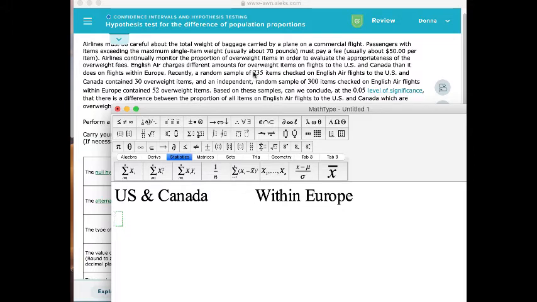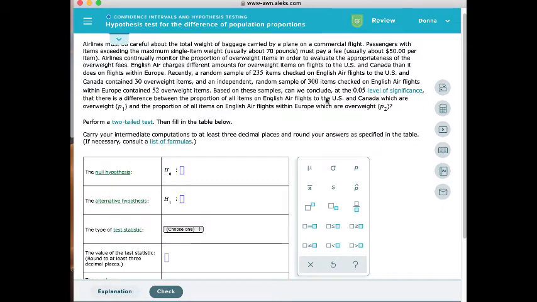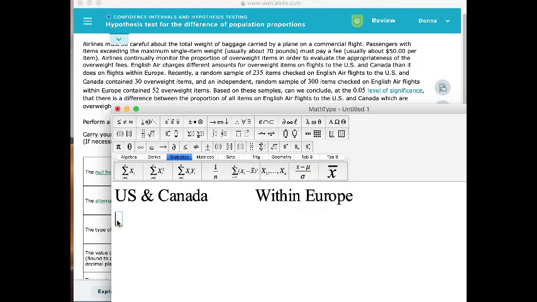That would be represented with a P hat. But because there's two different populations, we do P1 hat for the first group and then P2 hat for the second. And for the second, it's 52 out of 300. So let's capture that in MathType. We have P1 hat is 30 over 235, and P2 hat is 52 out of 300.